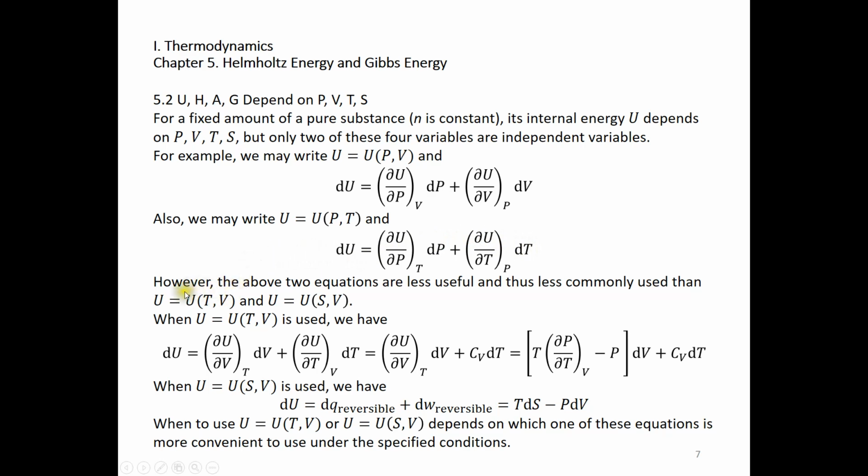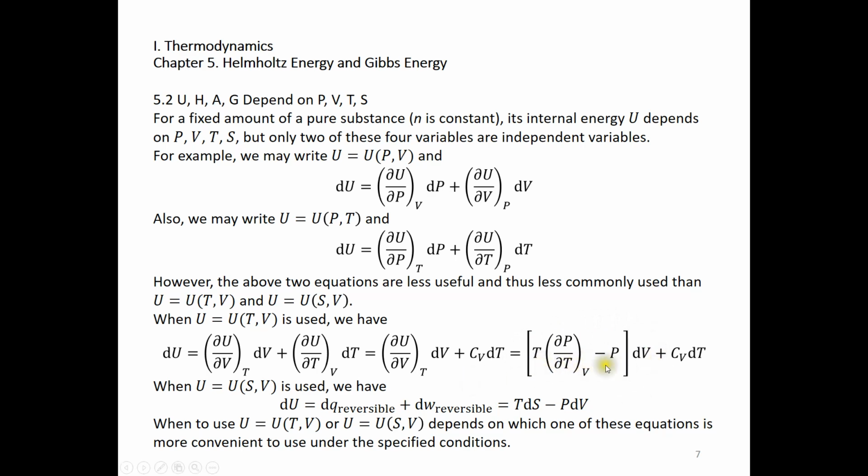Very often we write U as a function of temperature and volume. Sometimes we write U as a function of entropy and volume. If we select temperature and volume as the independent variables for the internal energy, we can write dU is ∂U/∂V times dV plus ∂U/∂T times dT. And this term, ∂U/∂V at constant temperature, we can later prove to be T times ∂P/∂T minus P. And this can be easily measured, and also it can be derived for different substances.